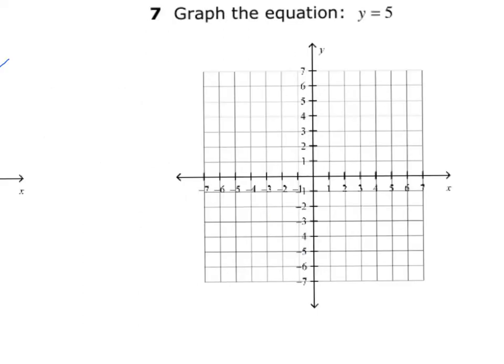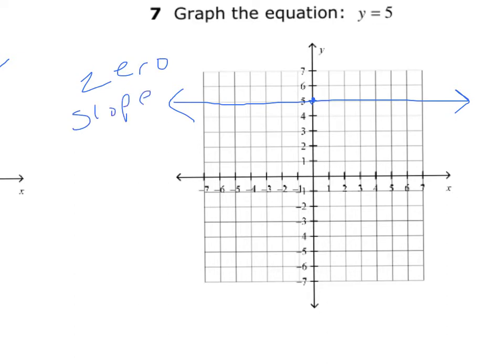Okay, graph the equation y equals 5. I only see one variable here, y, so that means it's only going to cross one of the axes. So it's going to cross the y-axis at the number 5. So I will put my dot here, and since it's only crossing the y-axis, it will be a horizontal line going through that point, and it has a 0 slope. Okay, and that's the line that represents that equation.